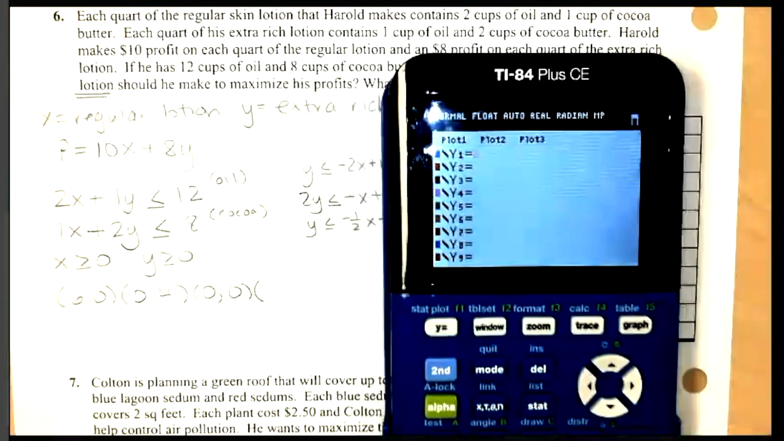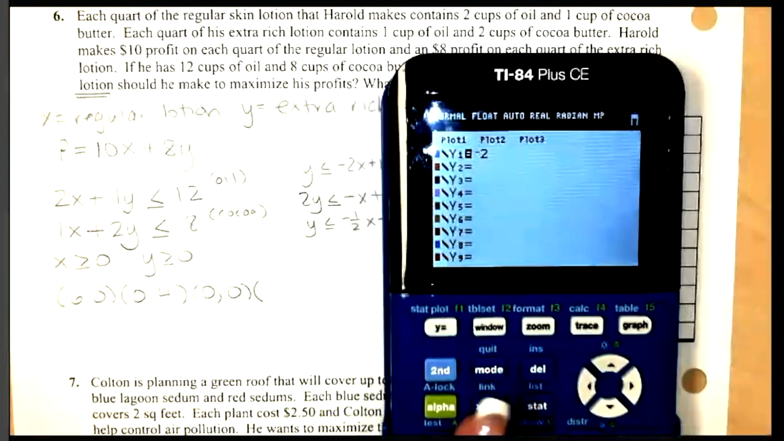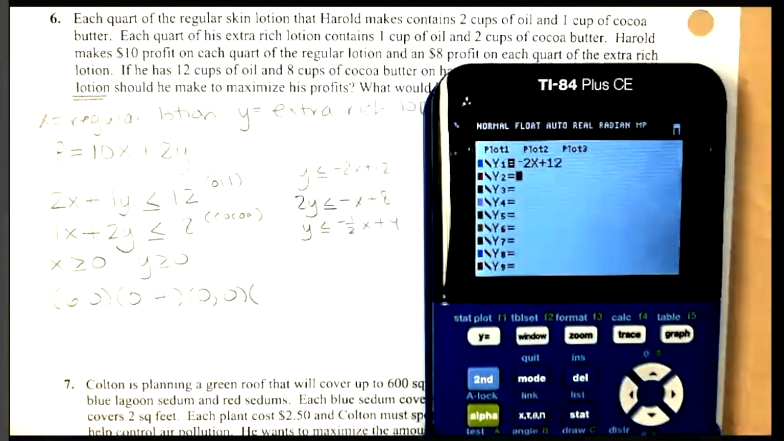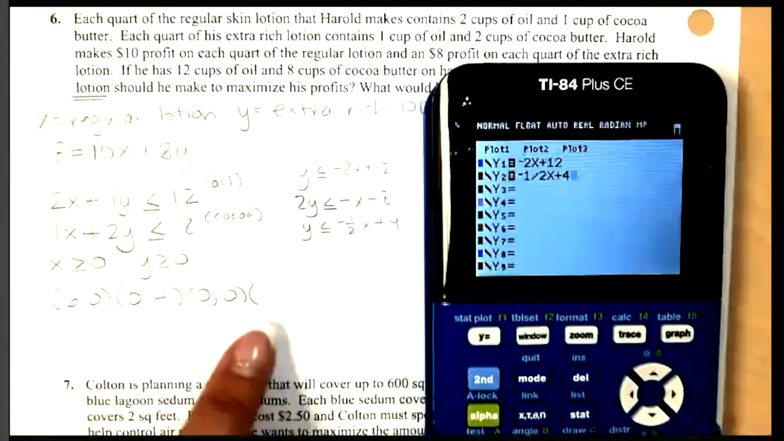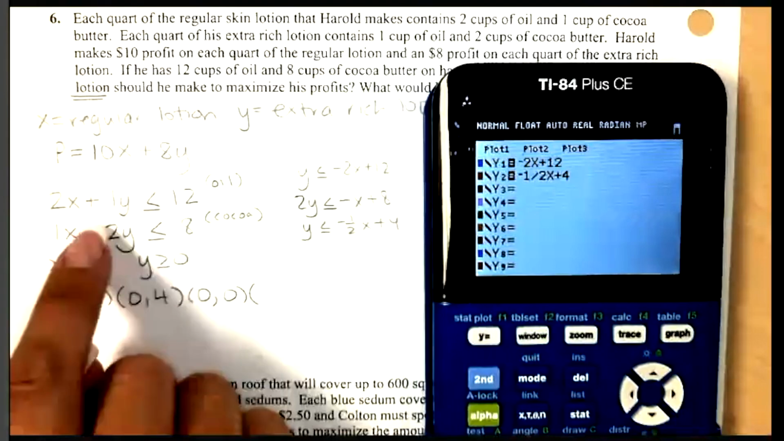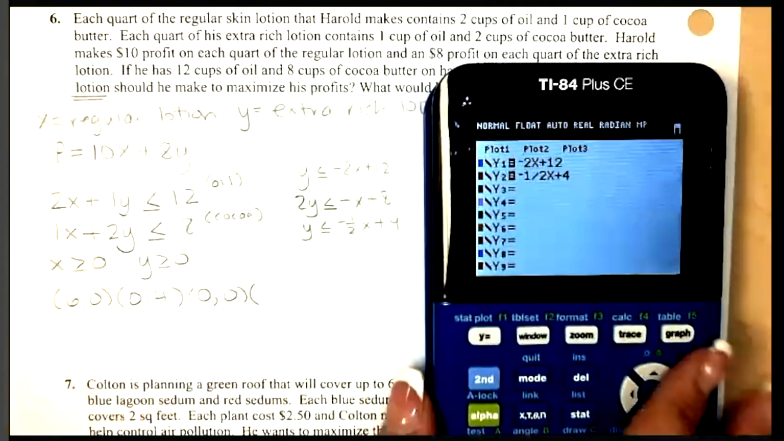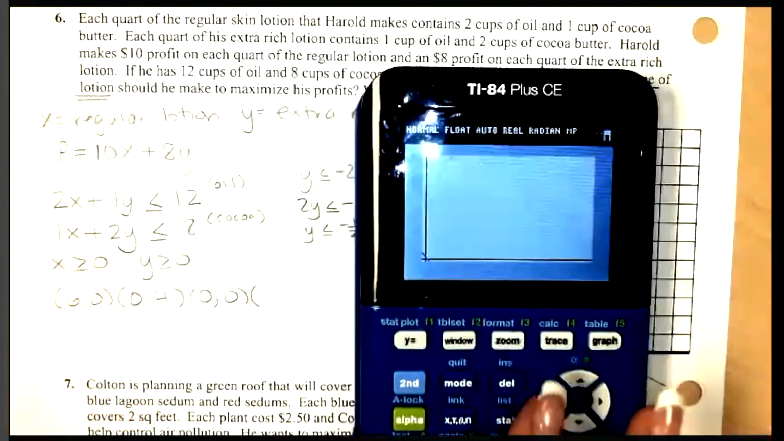So I'm going to put in my negative 2x plus 12 and negative 1/2 x plus 4. Remember, you could also use a matrix here. You can use elimination to find that point. So there are other options if you don't want to use your calculator. Oh, I've got a weird window.